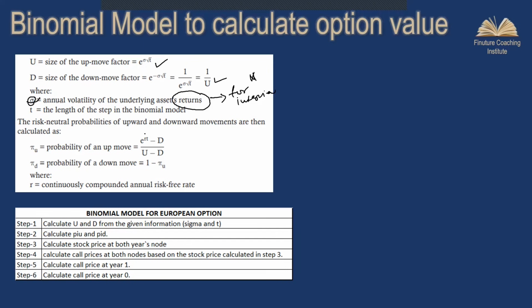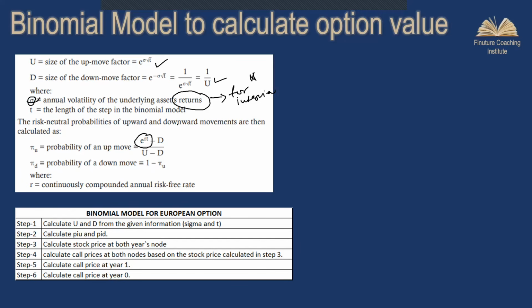The probability of the up move and down move is calculated by this term. The point to note is that when you are calculating the probability, it's e to the power RT. There is a lot of science and research behind when you actually use this formula. We are just the end users. So for us, it's important to know that when you calculate the factor, it's e to the power sigma root t, and when you calculate the probability, it's (e to the power RT minus d) divided by (u minus d). The probability of a down move would be 1 minus pi u.